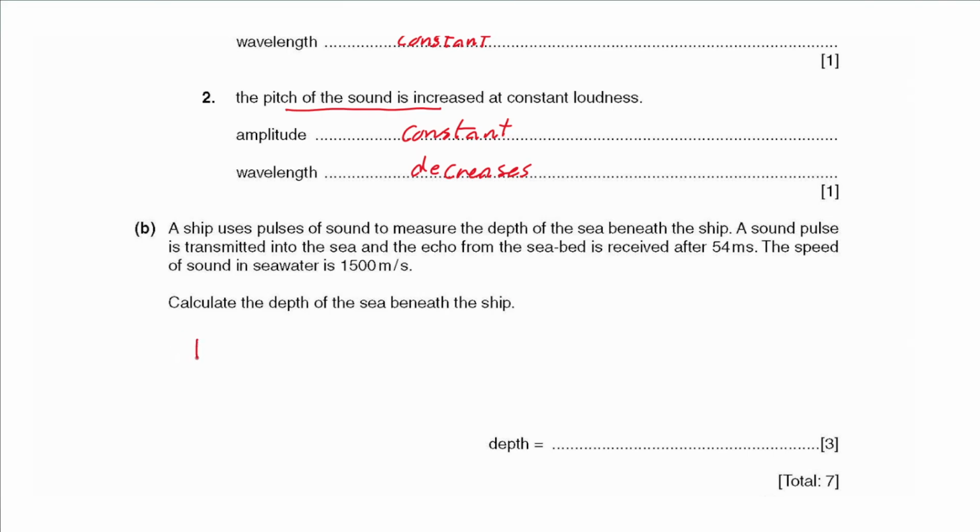So the distance traveled is twice the distance we want to get. So this is d and this is d. So the total distance is 2d. We can calculate the speed as 2d divided by the time. And we need to calculate d. So d is equal to speed multiplied by time over 2.